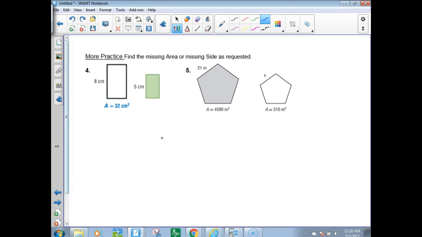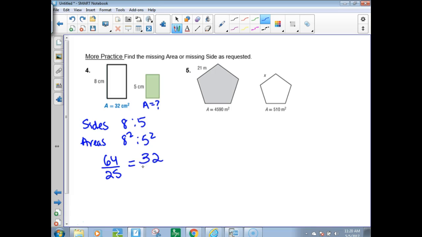More practice. These will be the two types of problems you have to do using this concept. You'll have to go forwards and backwards. So if we're going to find an area, we'll compare the sides, which are in a ratio of 8 to 5. So the areas would be in a ratio of 8 squared to 5 squared. I want to find an area, so I'm going to write 8 squared is 64, 5 squared is 25. That equals, the first figure's area is given to be 32, and it's the bigger figure, so I'm putting it on top. As 32 is to A. Cross multiply and divide to find your area.